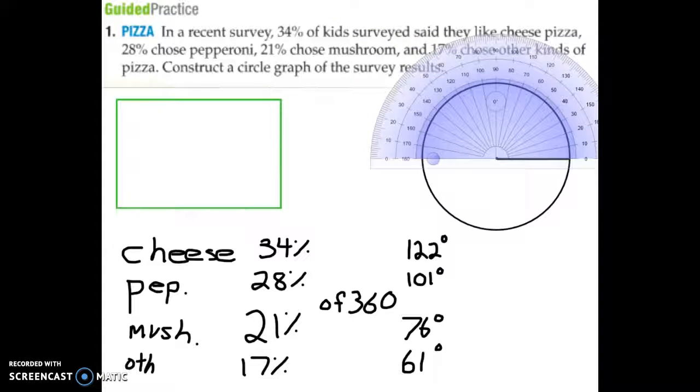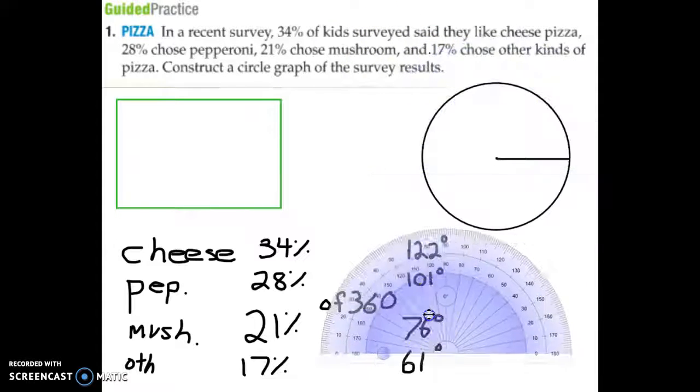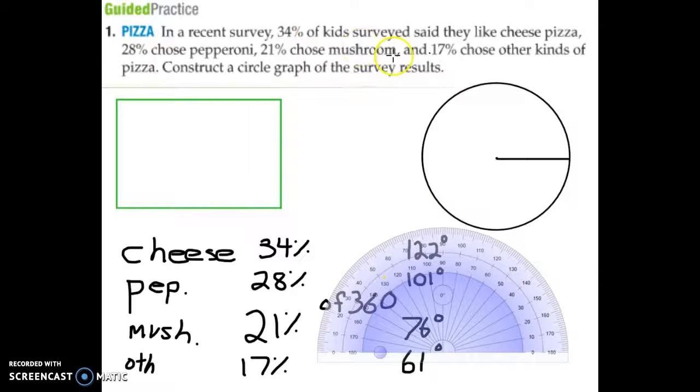Okay, and on your paper, you'll just use your pencil to make a dot, and you're going to draw a straight line from the center to that dot. Then you erase this outside part, so it'll be somewhere around right there. So that represents 34%. That's my cheese. 34% is cheese.